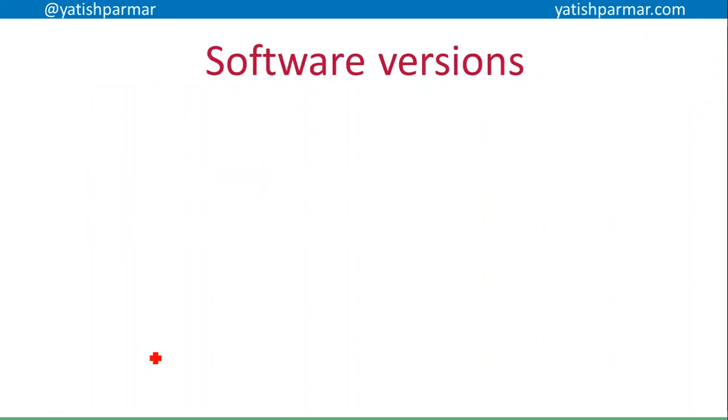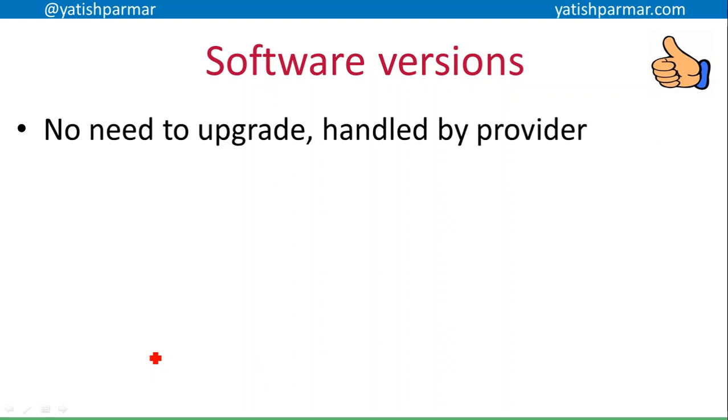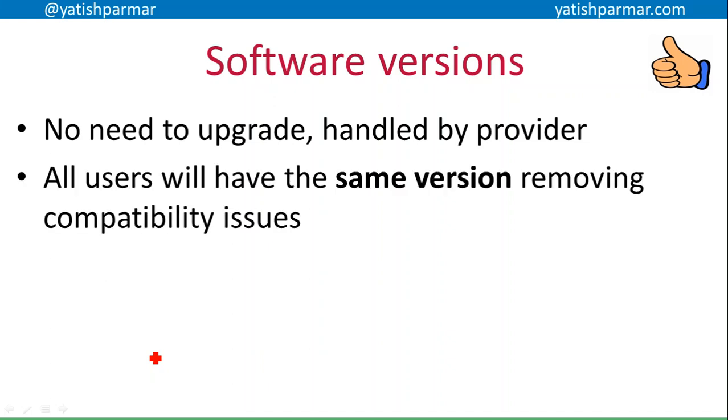Versions of software is a benefit. The reason for this is I don't ever need to upgrade my Google Docs, Google G Suite, all right? It's just handled by Google, so I know that I'm always going to have the latest version. That also then impacts the next point, which is that all users are going to have the same version, therefore we don't have any problems with compatibility.